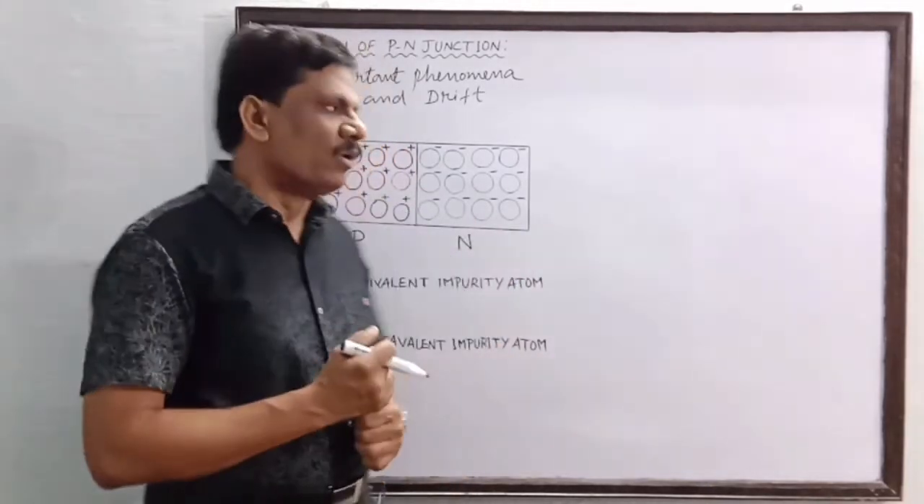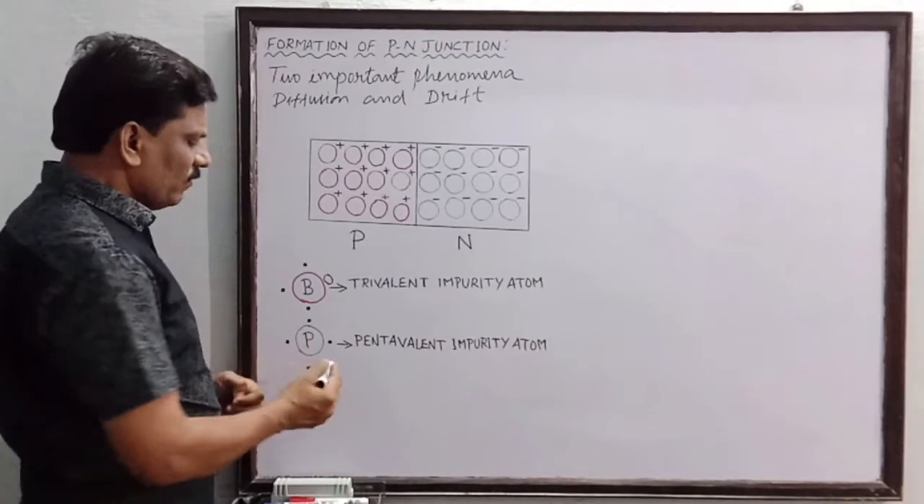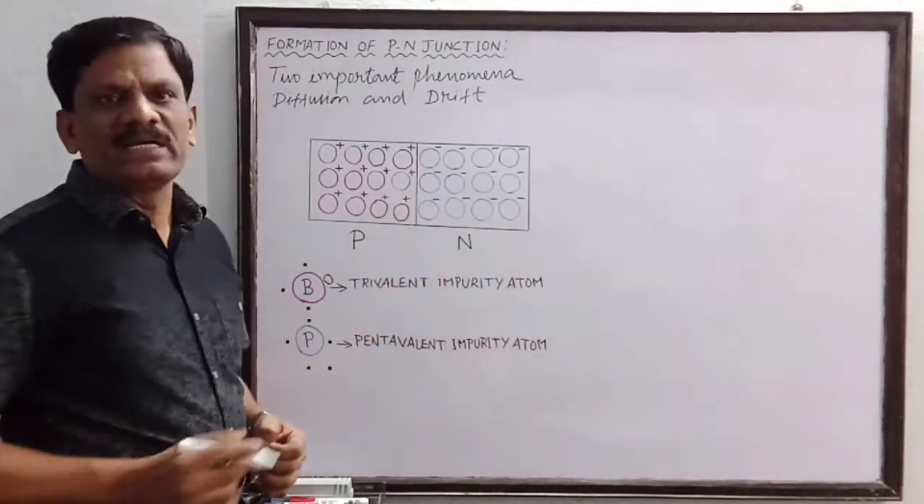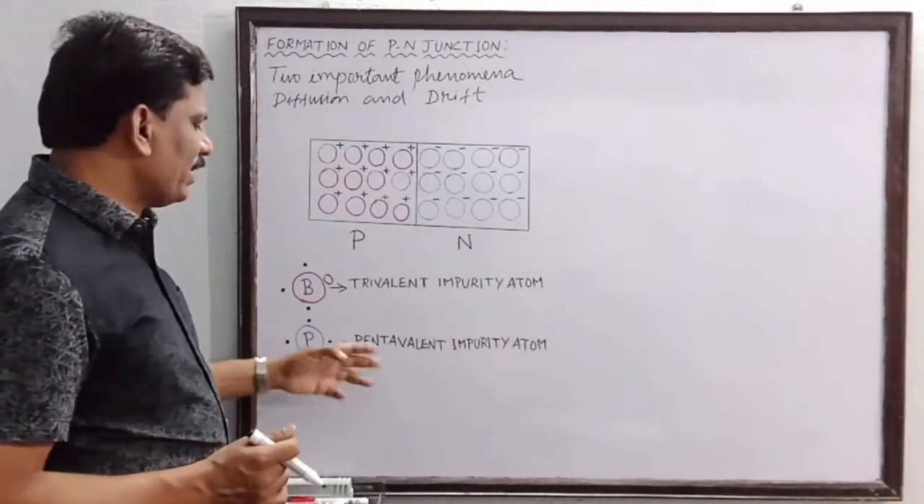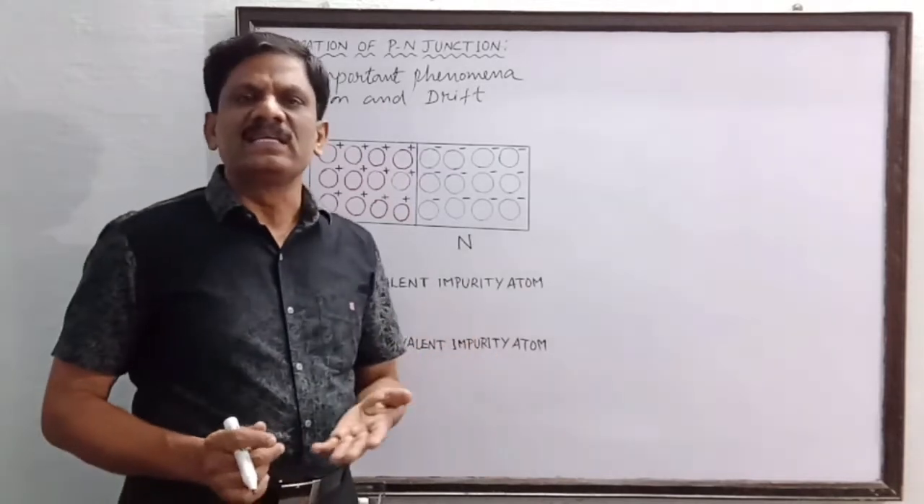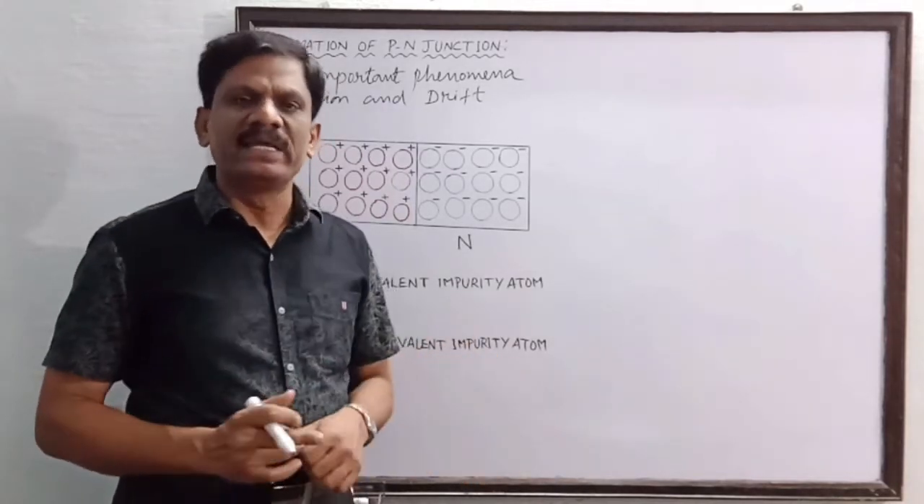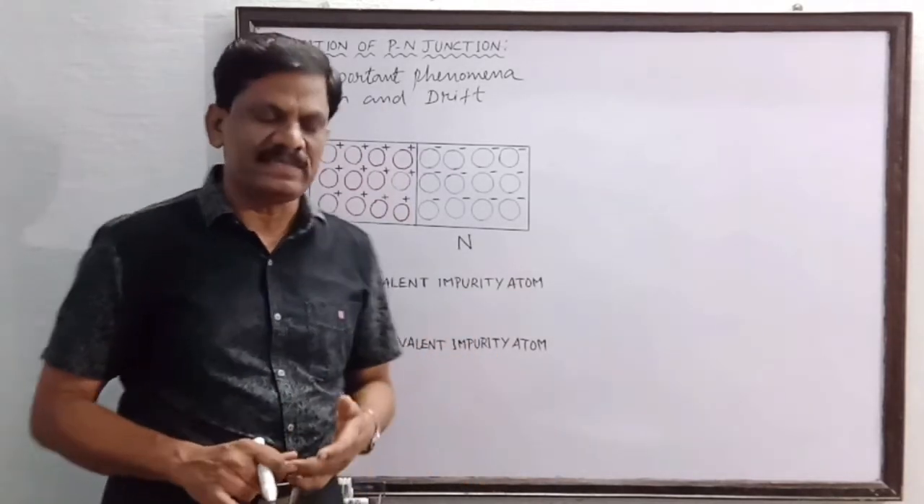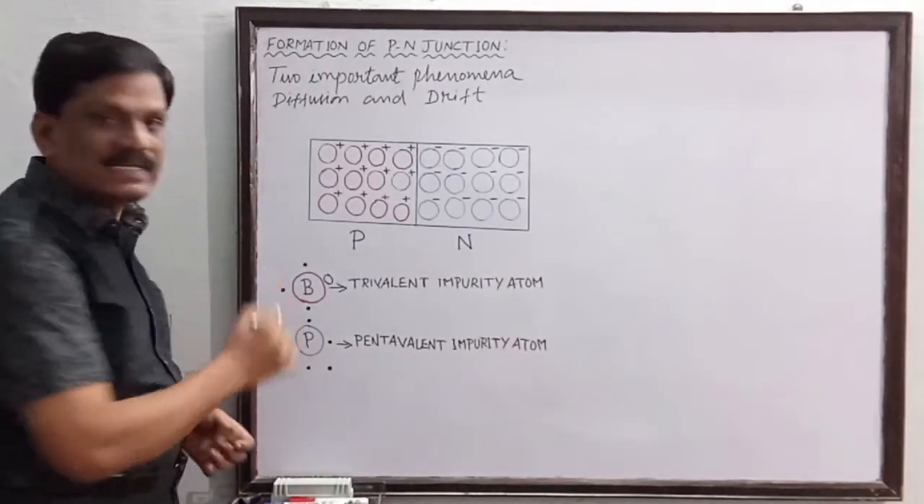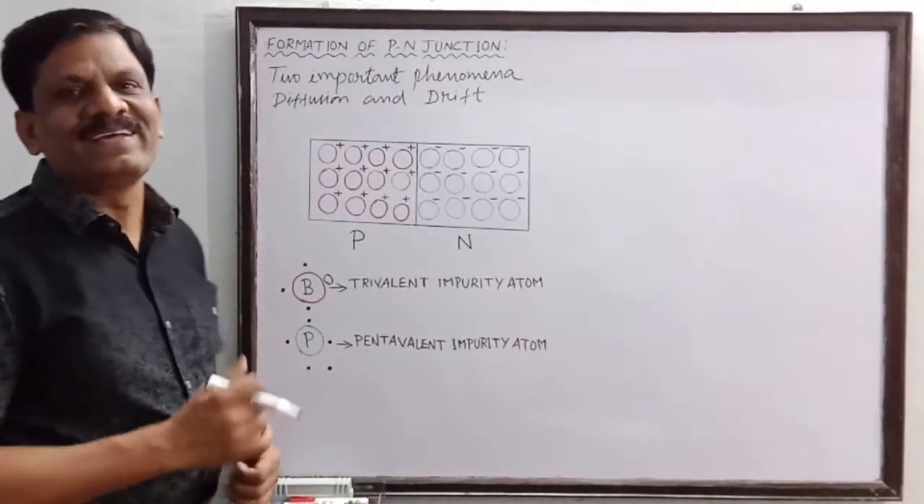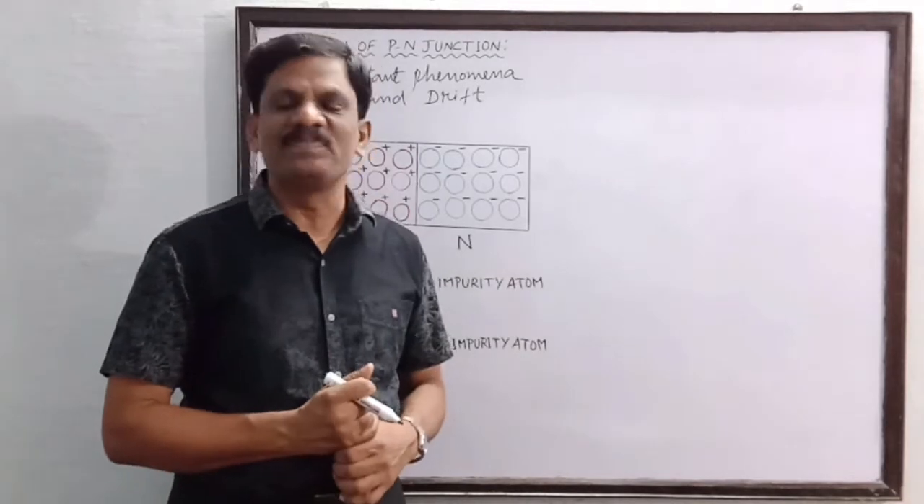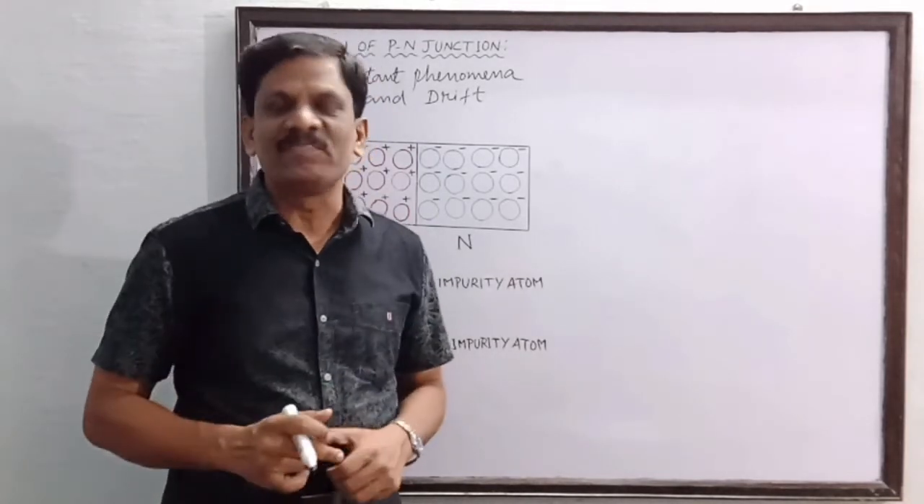Okay students, now what is meant by a pentavalent impurity atom? Let us see now. For example, phosphorus, arsenic, antimony, bismuth, many examples we have studied in the previous class. Now I take a phosphorus atom. Phosphorus is pentavalent, is it not? So what should be the valency of phosphorus?